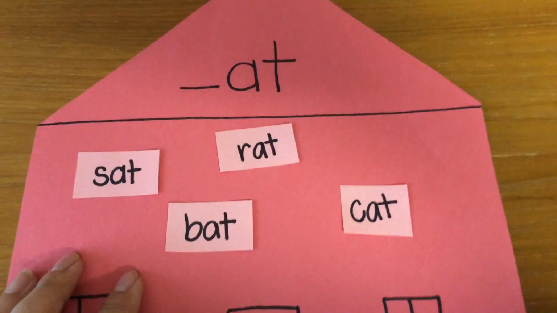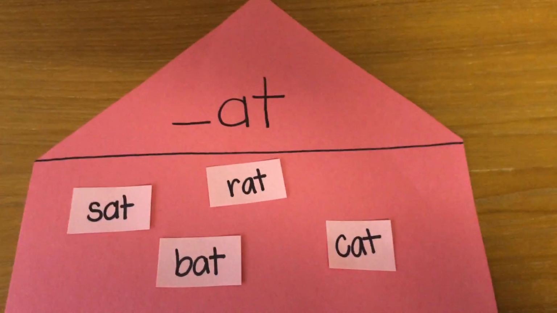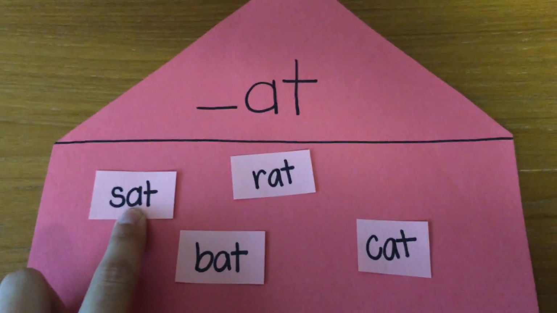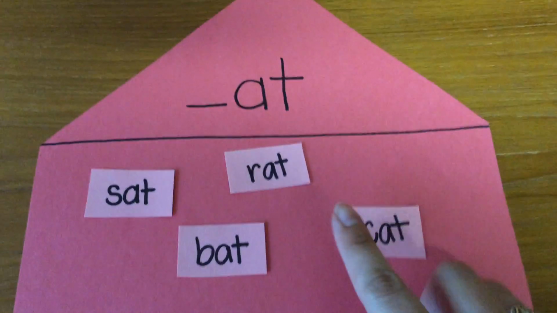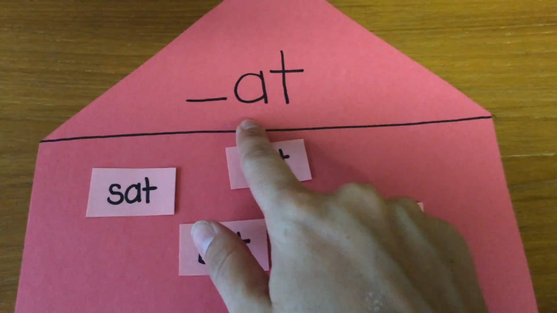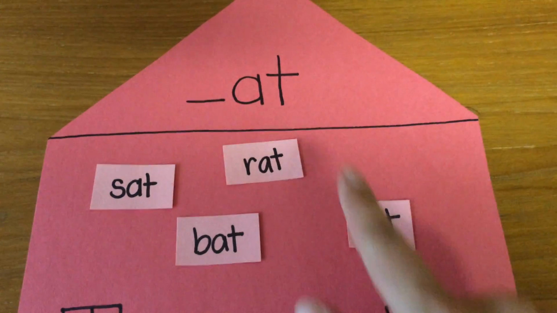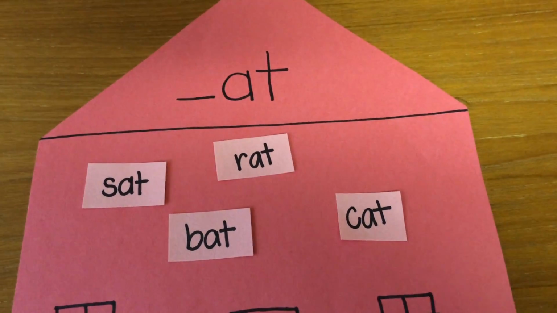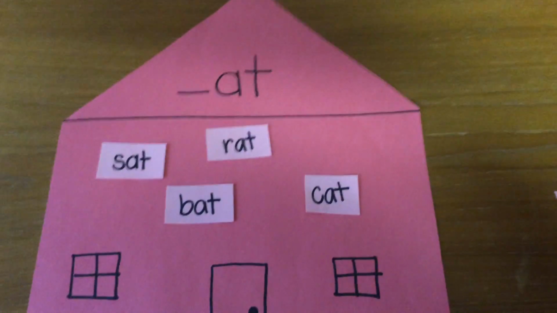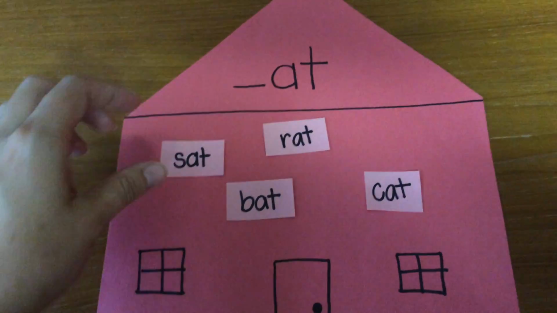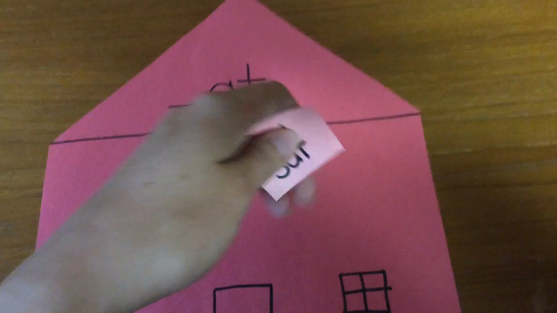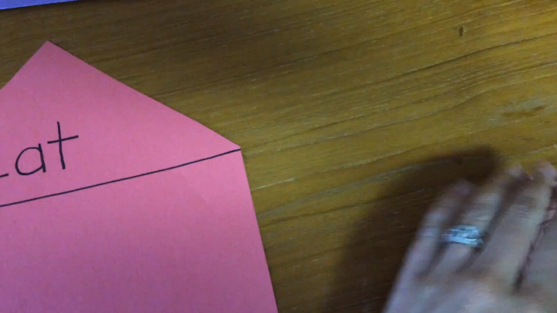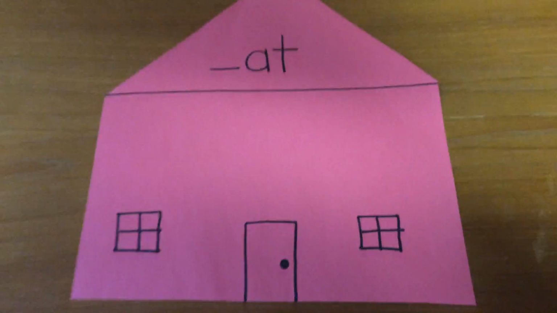And then we would read all the words, sat, bat, rat, cat. I'd ask them, what's the same with all of these words? They may say they end with at. They may say they all rhyme. Certain things like that. And we point out what other words we can add to the at family that are not in our house. So in this house, we don't have fat, and probably a few other words, pat. So we can extend that activity by finding more words we can put in our word family house.